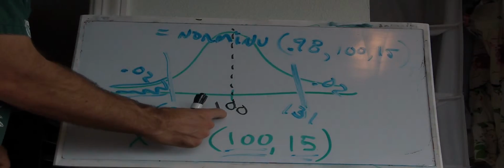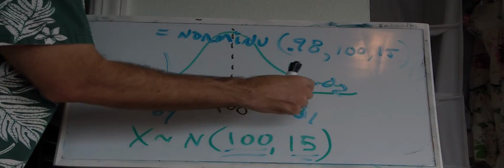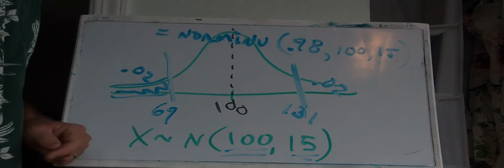A difference of 31. If I go 31 units over, that puts 2% area in the tail. If I go 31 units this way, it puts 2% in that tail. So you could calculate this by knowing this difference instead, or you can just use it directly in Excel.